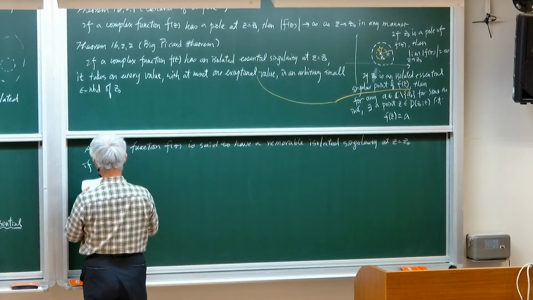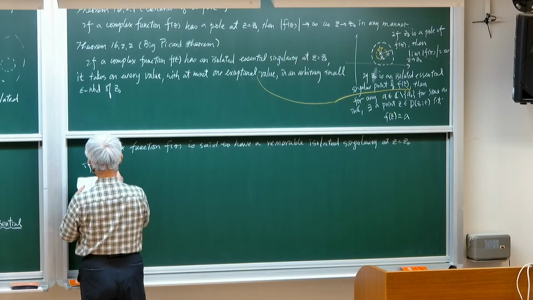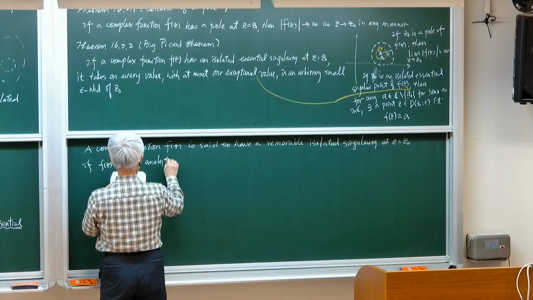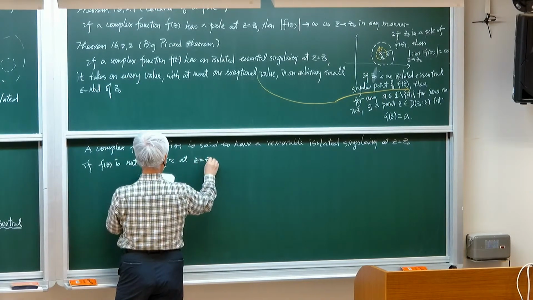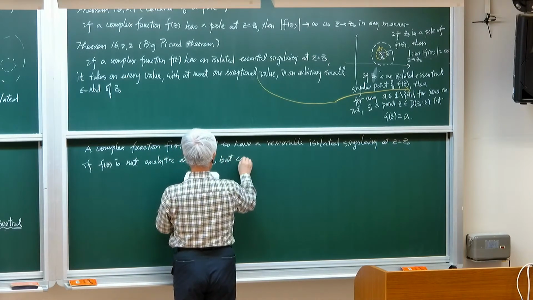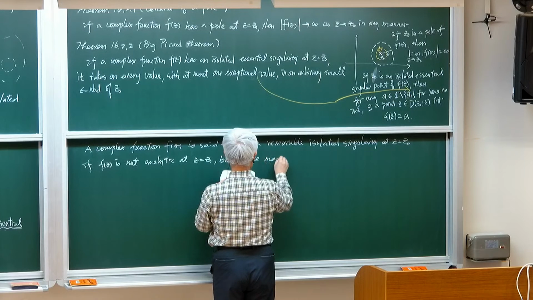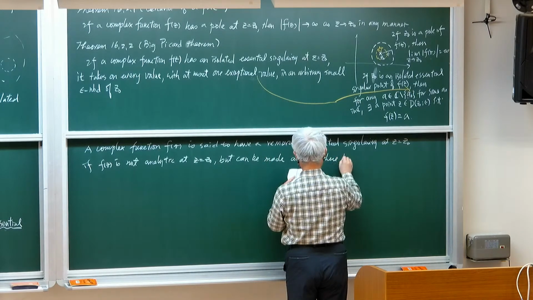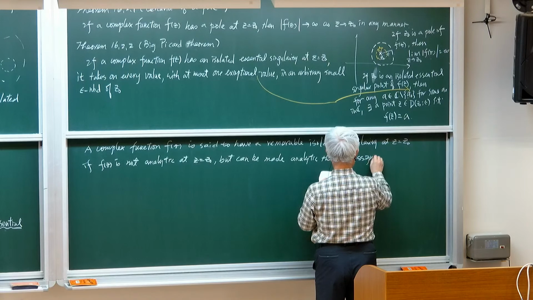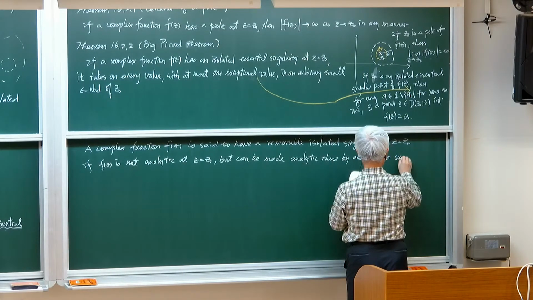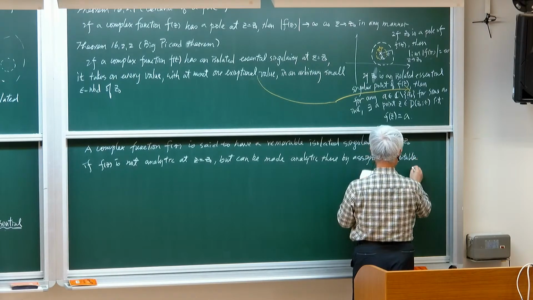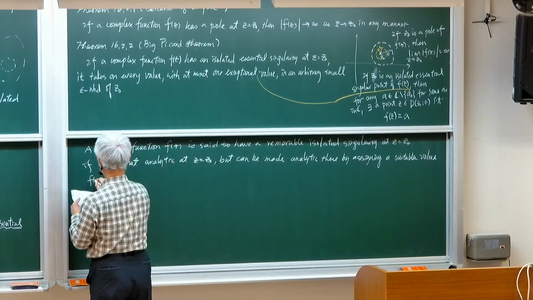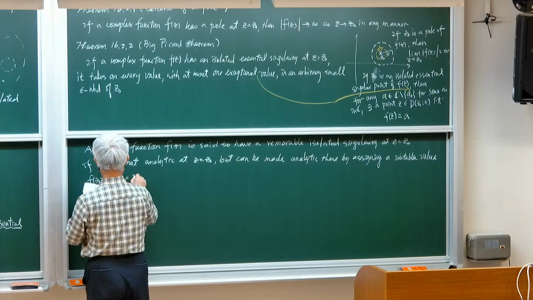So we say that f of z has a removable isolated singularity if f of z is not analytic at z equals z0, but can be made analytic there by assigning a suitable value f of z0 at z equal to z0.